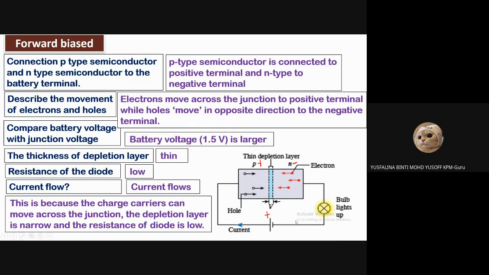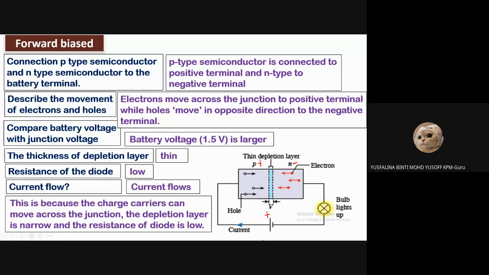Back to this one. Positive goes to positive. What happens? They will repel each other. For the reverse bias, it's attract. So that's why it pulls the P-type away from the N-type, and now the depletion layer becomes thicker.